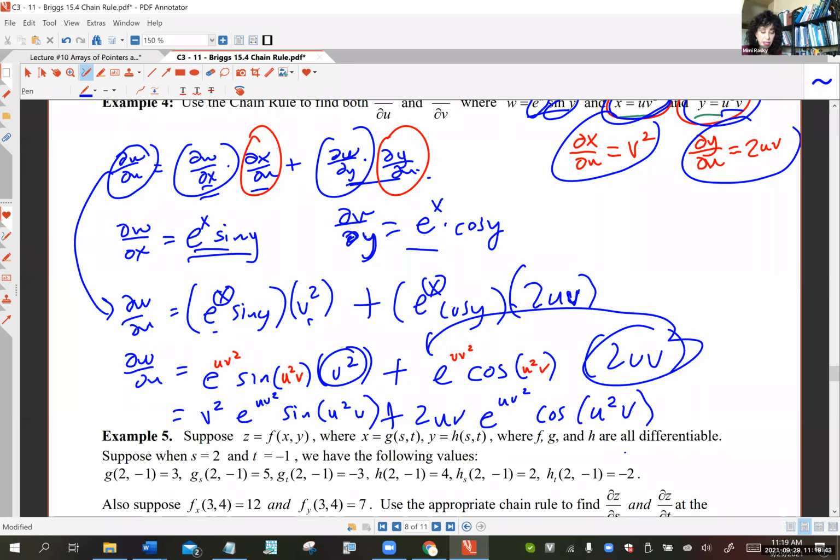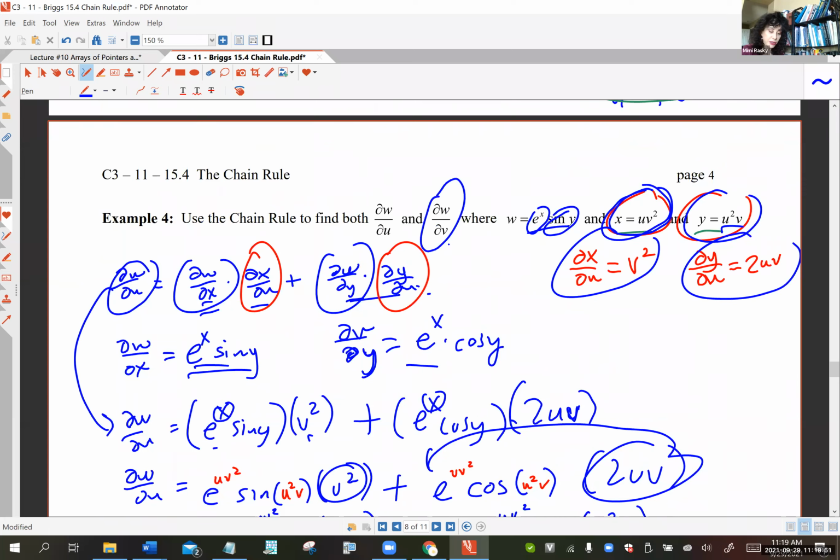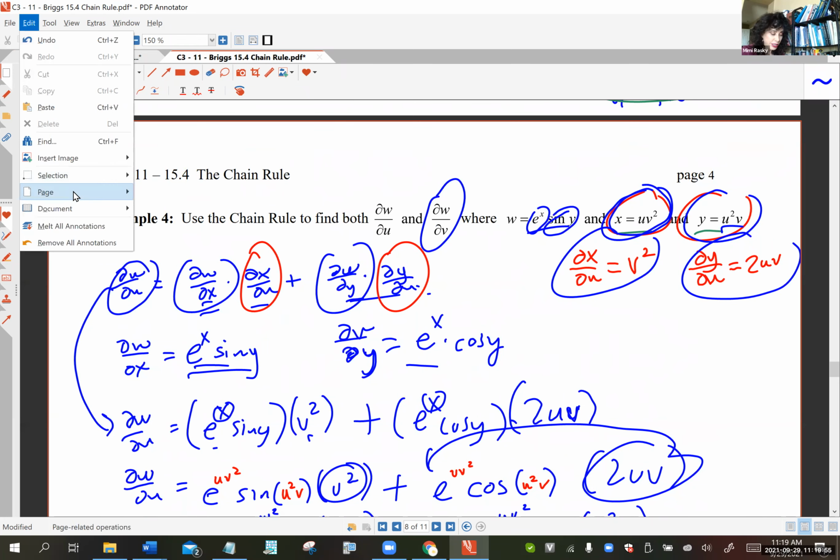So there's a dw du. Boy, what a hot mess. And you could factor out a common factor, whatever. I'm not gonna, just leave it. Now, what about the other partial? Because they wanted two and we only got one. Oh man, you're kidding. No, go get the other one.